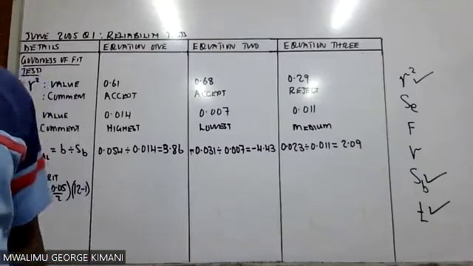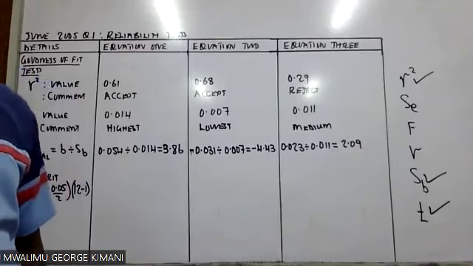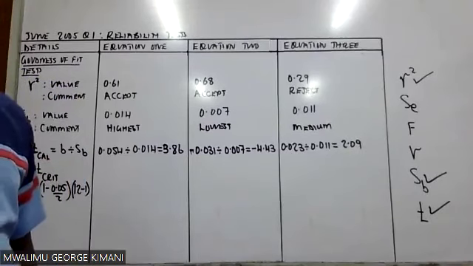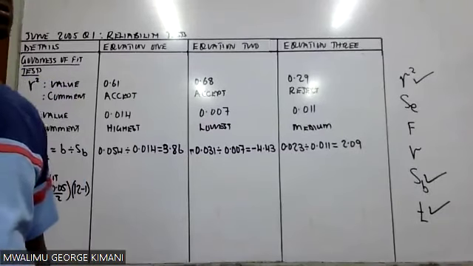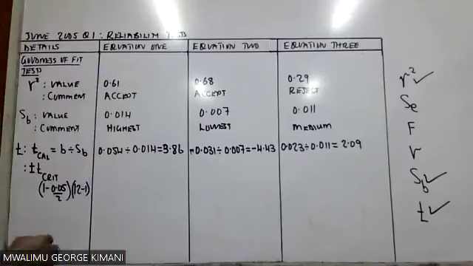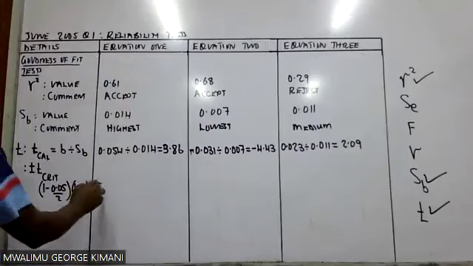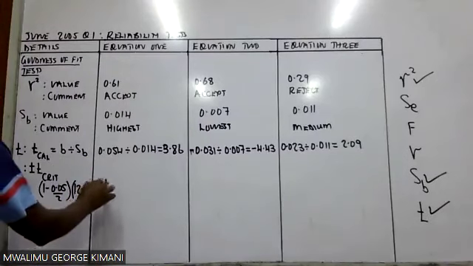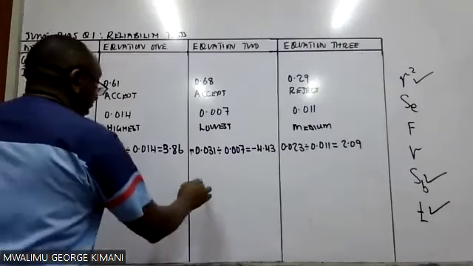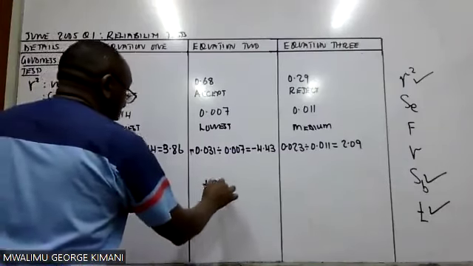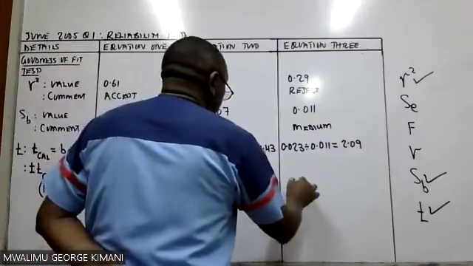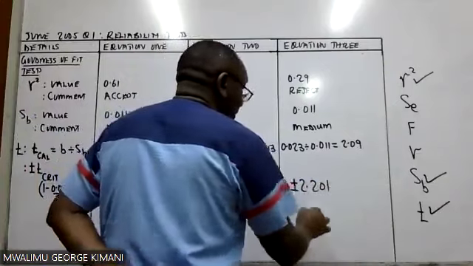I'm waiting for the value. Yeah, 2.201. So nasema plus or minus 2.201. The same case here, plus or minus 2.201. Plus or minus 2.201.